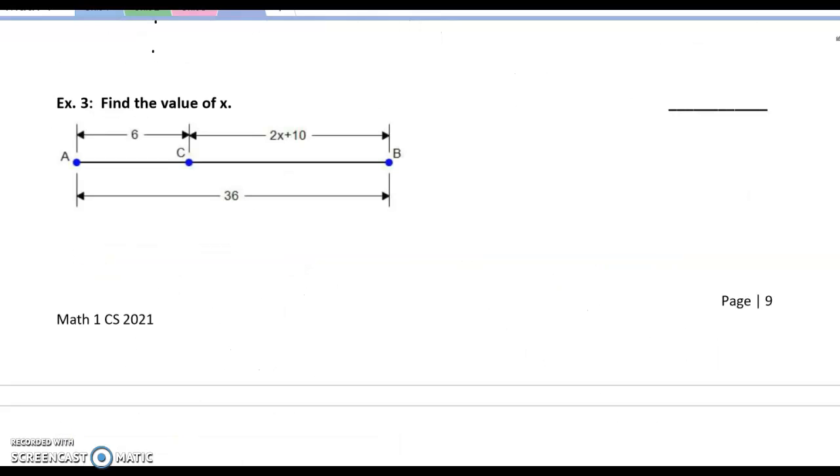So let's see how we can use segment addition postulate to set up an equation for example number 3. We're going to start with the biggest segment in the picture. That is segment AB. And then on the other side of the equal sign, we are going to add up the two smaller segments that make up AB. That would be AC plus CB. This is the initial setup that you want to be able to write down, again, for homework problems, quizzes, and tests.